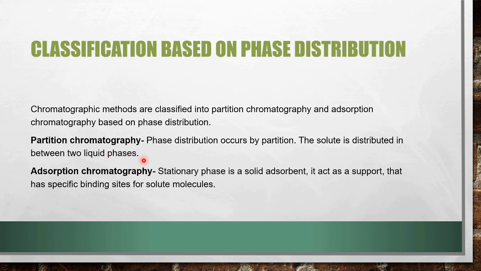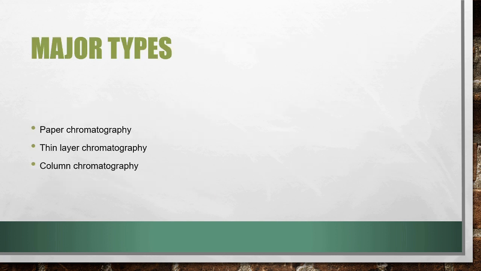The second one is adsorption chromatography. If we use a solid stationary phase, it is called adsorption chromatography. That is, the stationary phase is a solid adsorbent and it acts as a support that has specific binding sites for the solute molecules. Next, major types of chromatography.